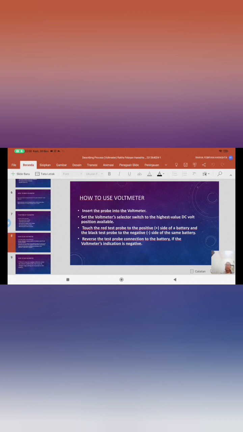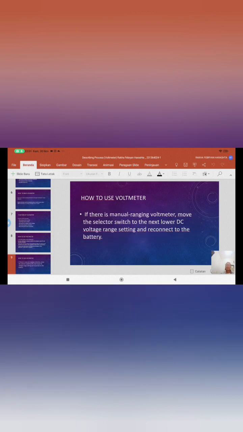Fourth, reverse the test probe connection to the battery if the voltmeter's indication is negative. The fifth point, if there is a manual ranging voltmeter, move the selector switch to the next lower DC voltage range setting and reconnect to the battery. And the last point, the voltmeter is ready for use.